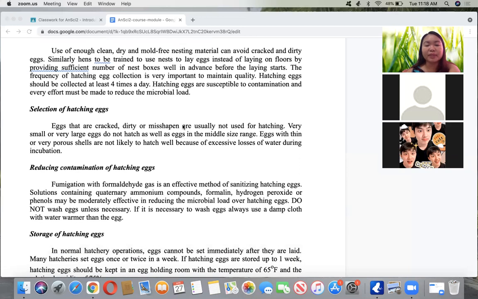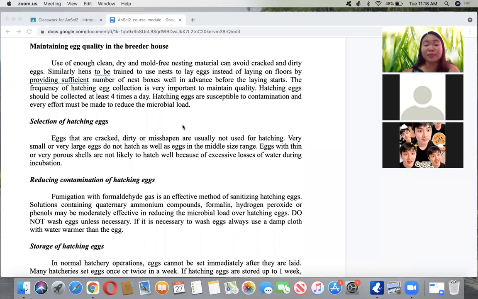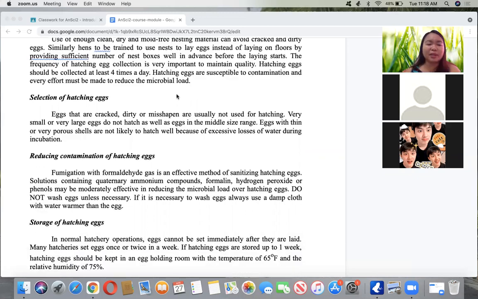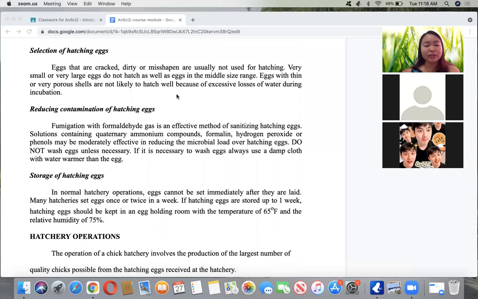So, but in the commercial one, it's different, no? Because like dito, hatching eggs should be collected at least 4 times a day. So makikita nyo mamaya sa video na sabay-sabay lahat naman. Pero siguro minintain nila ang kanilang quality na dapat sabay-sabay. So makikita mo yan sa handling.